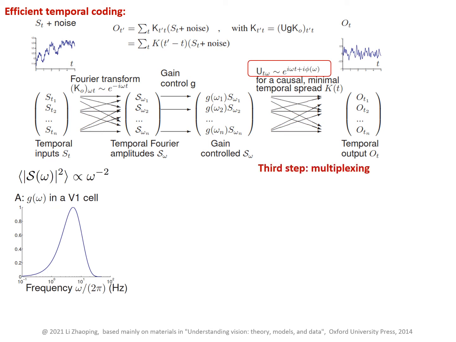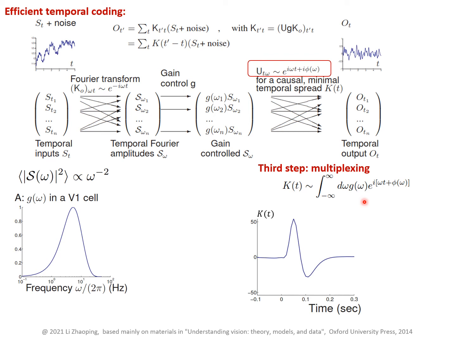The third step is multiplexing. It is a Fourier inverse transform so that the resulting temporal filter K(t) should be such that, as in this example, its value is equal to 0 for t less than 0. This means this output at any time t' does not depend on any future input S(t) at time t larger than t'. Yeah, this is not depending on the future, it's a temporal causality requirement.